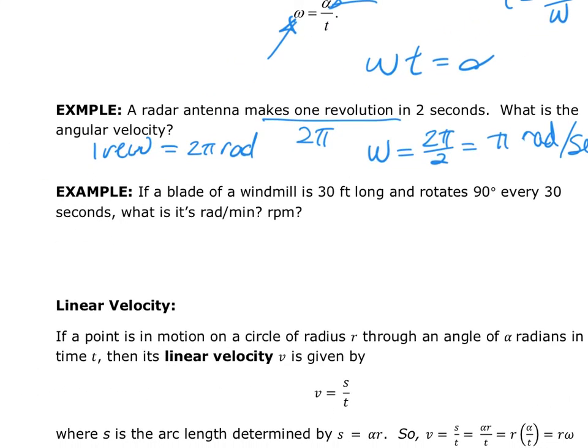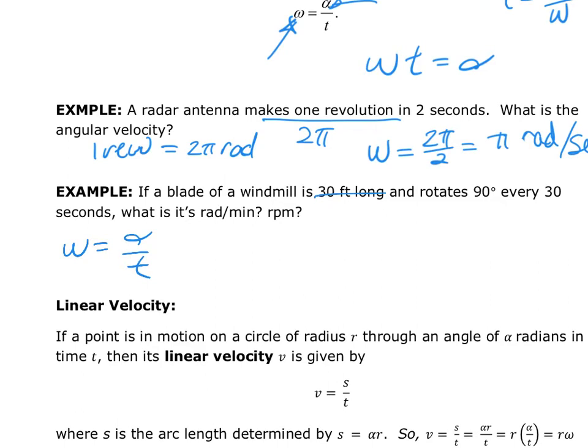All right, go ahead and do the windmill. The first thing you want to do is read through it. Do I care about the fact that this blade is 30 feet? No. Not for this one. So I really don't need that information. All I need for angular velocity is the angle, and I need to know the time it takes to do that angle of rotation.